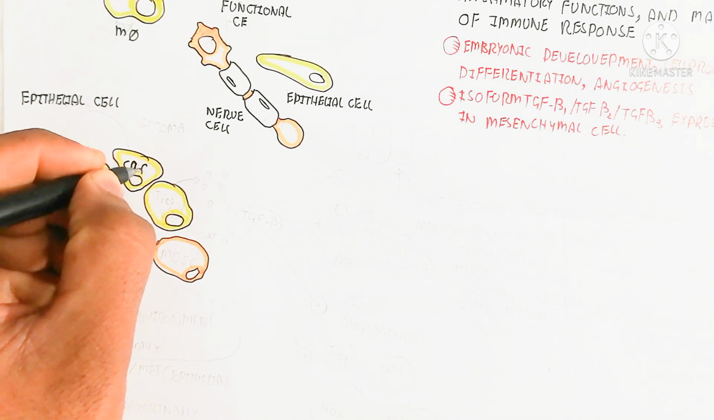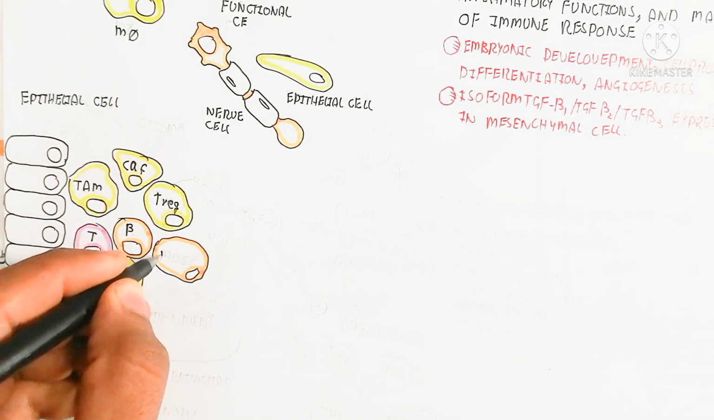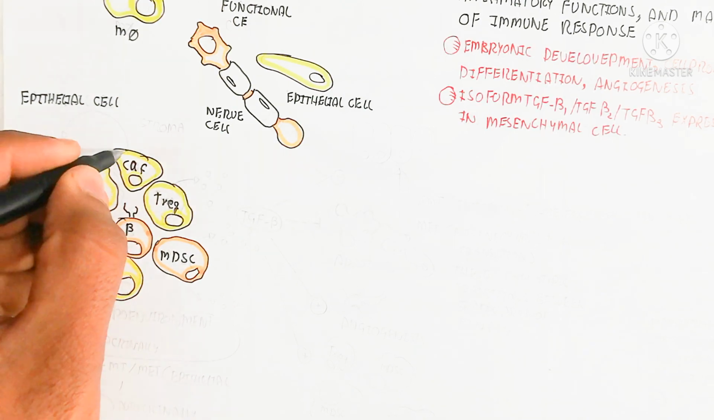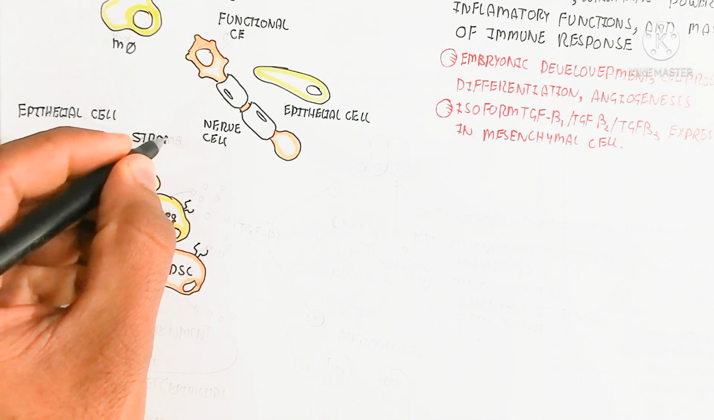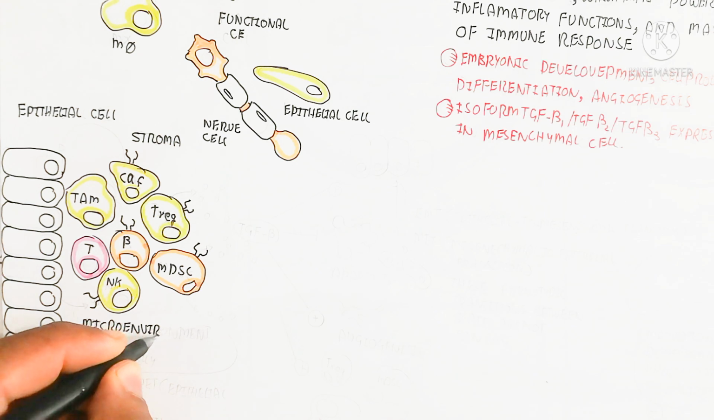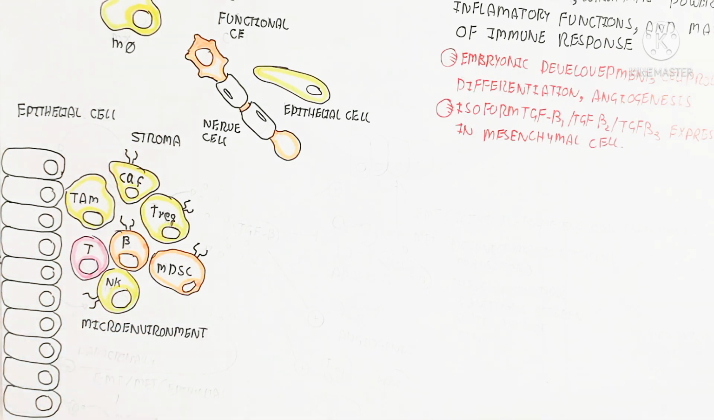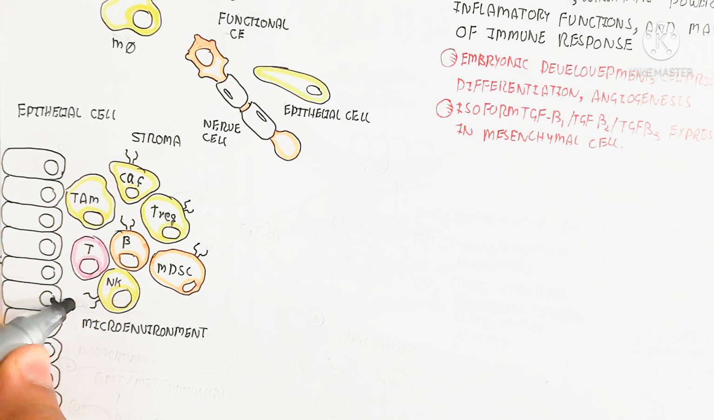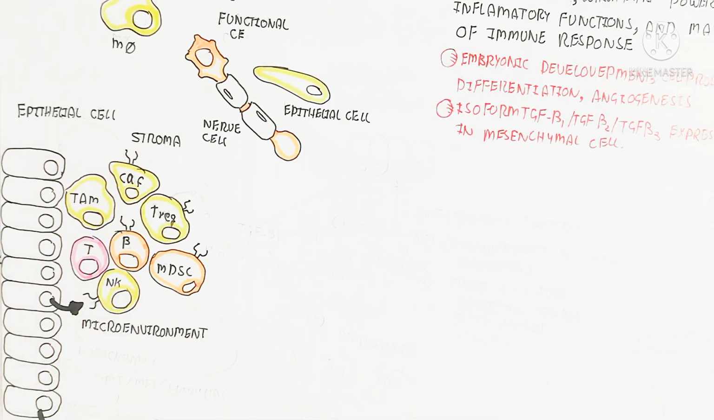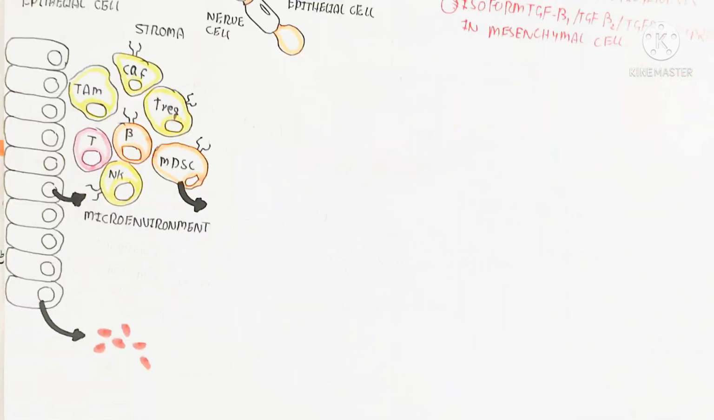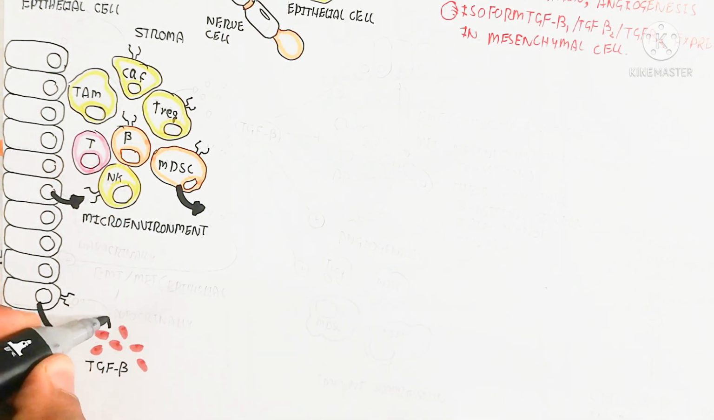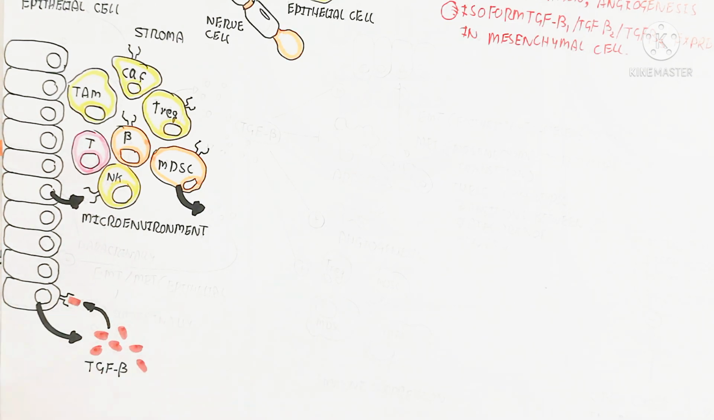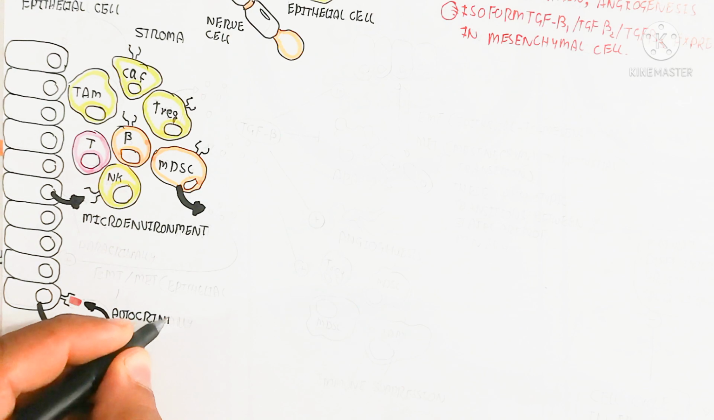This extracellular matrix contains different microenvironments, and these microenvironments contain different types of cells, for example the T regulatory cell, tumor associated macrophage, T cell, B cell, natural killer cell, macrophage, and many more. This microenvironment will produce TGF-beta. After production, TGF-beta will bind with the cell itself, autocrinally, to proliferate and differentiate. On the other hand, it can bind with another neighboring cell, which is known as paracrine.